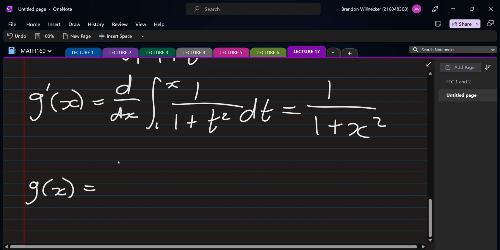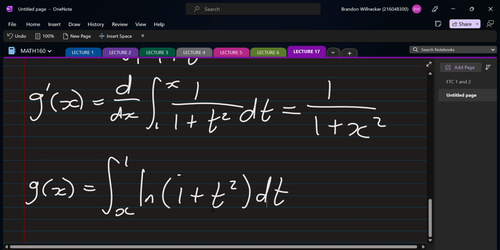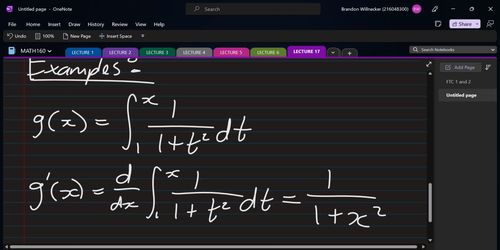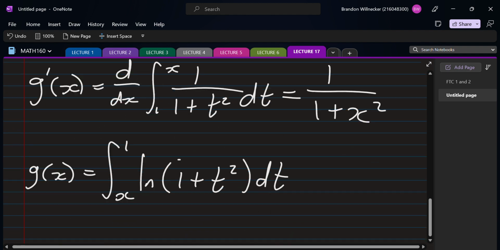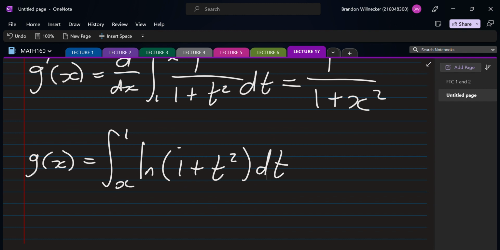g of x is equal to the integral from x to 1 of the natural log of 1 plus t squared dt. This one is a bit more complicated for two reasons. The first one is that this integrand is a bit more complicated. In this case, we can't find the antiderivative easily. In the previous one, we could have written this as arctan and then done the derivative. Here, we can't find the antiderivative. It's too complicated. Okay, so that's the first reason.